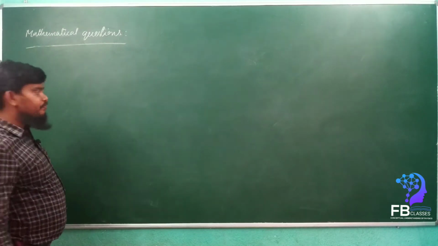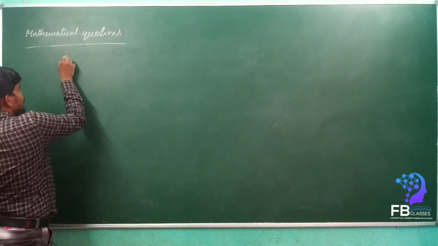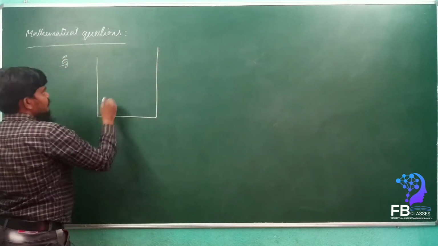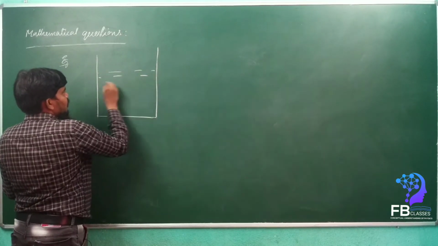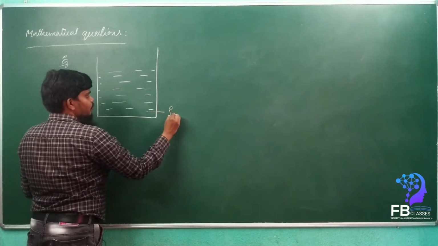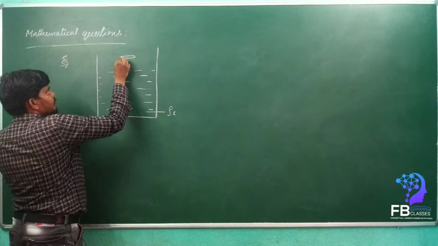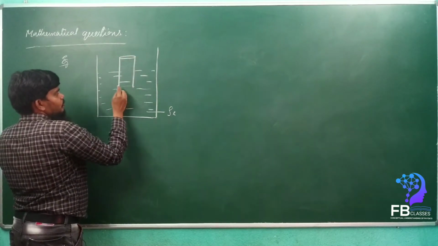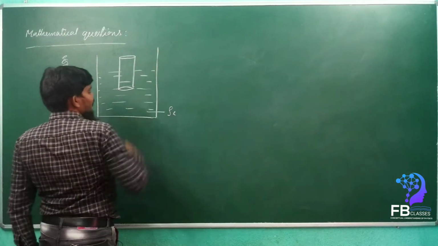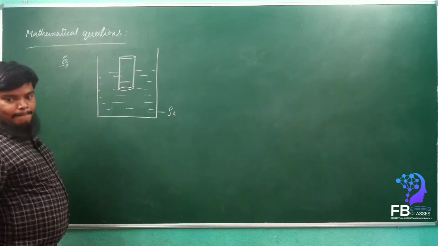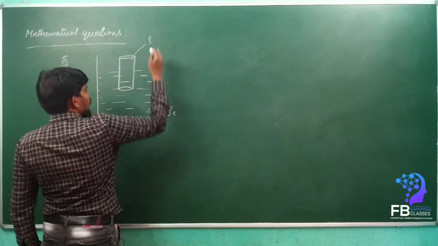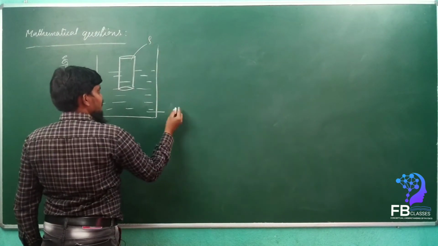Mathematical questions. We will start with a simple question. There is a container of liquid. Let the density of the liquid be rho L. Now there is a cylinder whose density is, for example, 2 rho, otherwise 3 rho.